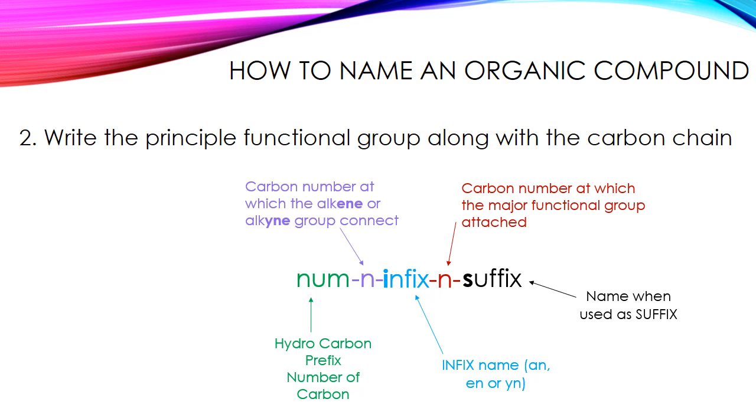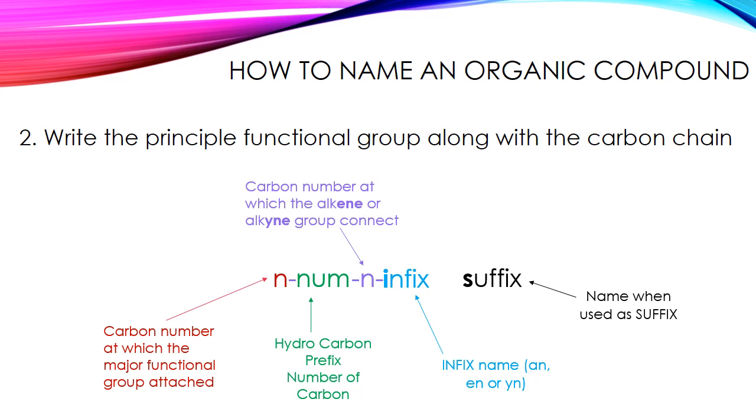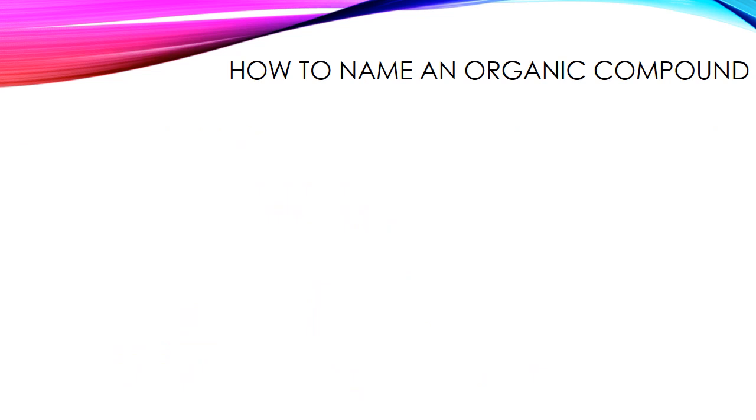Normally we can put this carbon number, at which the major functional group connects to the carbon chain, at the beginning of the name also. Therefore, we can remove this N, and then you can add it in front of the name. Now let's consider combining these two, the front part and the latter part of the name. Consider there's an organic compound which has only one functional group. Then you have to consider only the latter part of this compound.